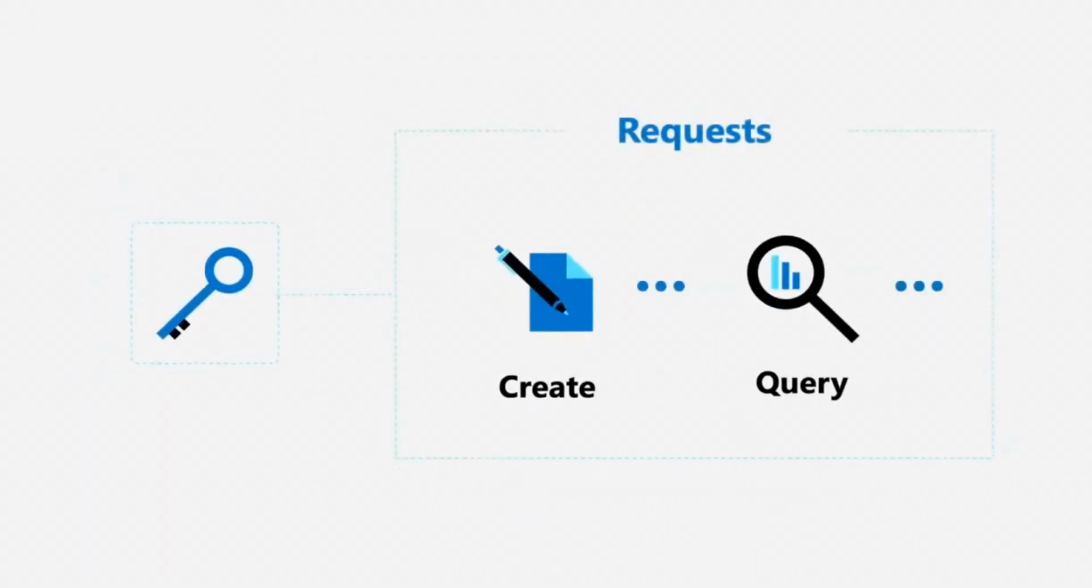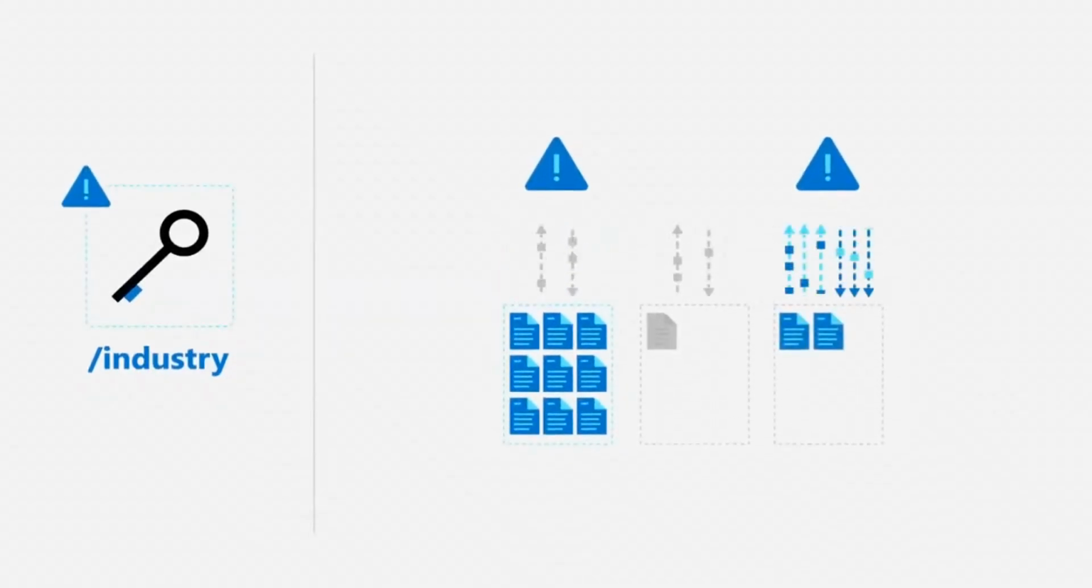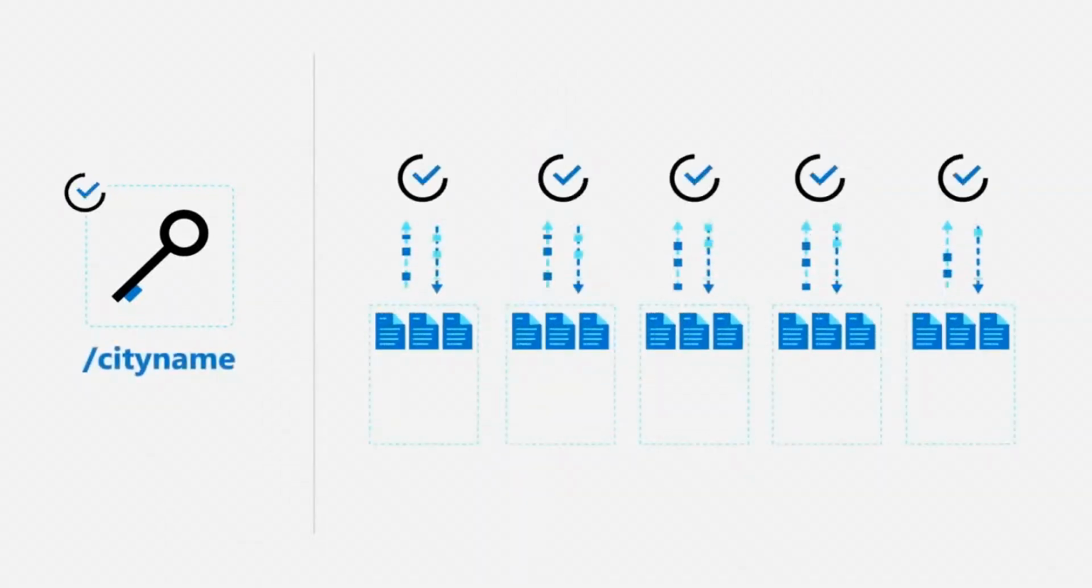When choosing a key, start by testing your most important requests against the following 3 guidelines. 1. Find the write balance. Test your partition key to see how it distributes writes. The goal is to avoid hotspots and rate limits by achieving even distribution of storage and throughput across logical partitions.